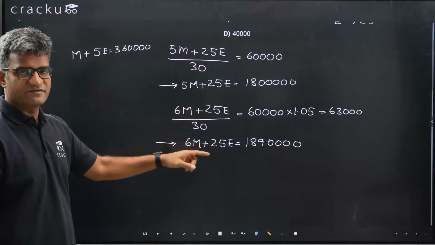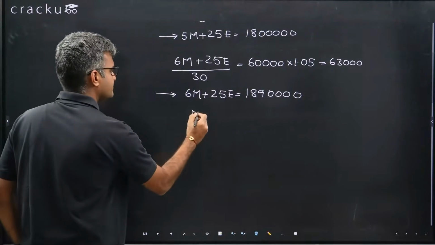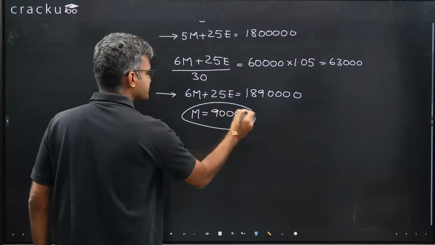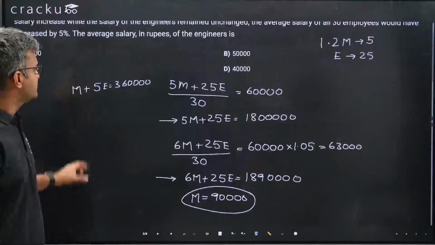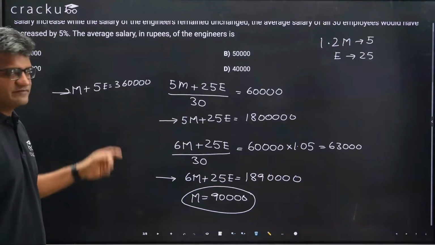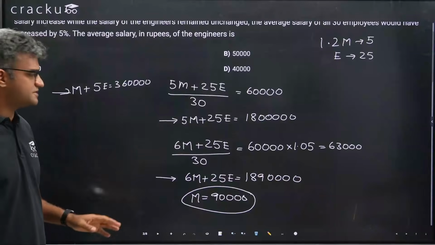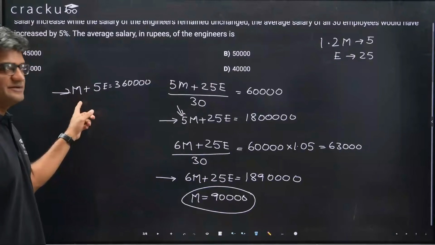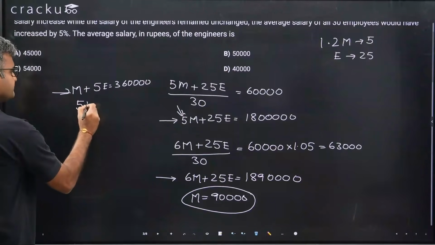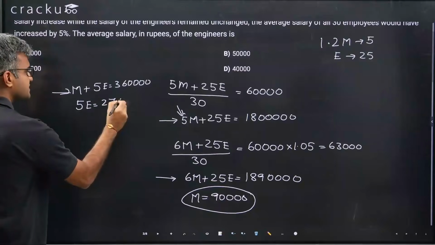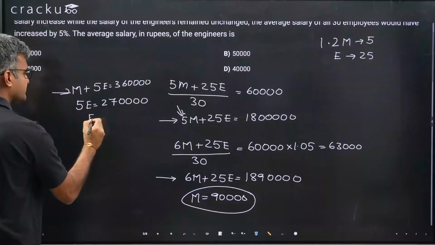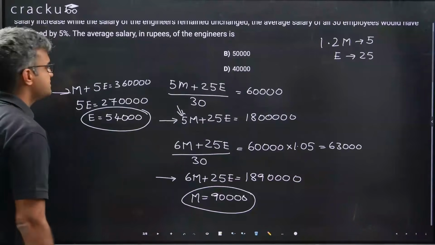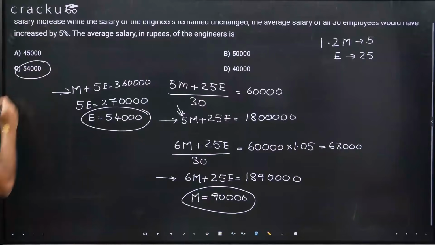You subtract the first equation from the second equation, you are going to get the value of M to equal 90,000. You can substitute this in any one of the two equations to get the value of E. Because we have divided the first equation by 5, we'll substitute it over here just to make calculations easy. If you want, you can substitute it even in this particular equation, it doesn't matter, you will get the same answer. Here if you make M is equal to 90,000, 5E is equal to 2 lakhs and 70,000. Therefore, the value of E is equal to 54,000. So the answer for this particular question will be option C, which is 54,000.